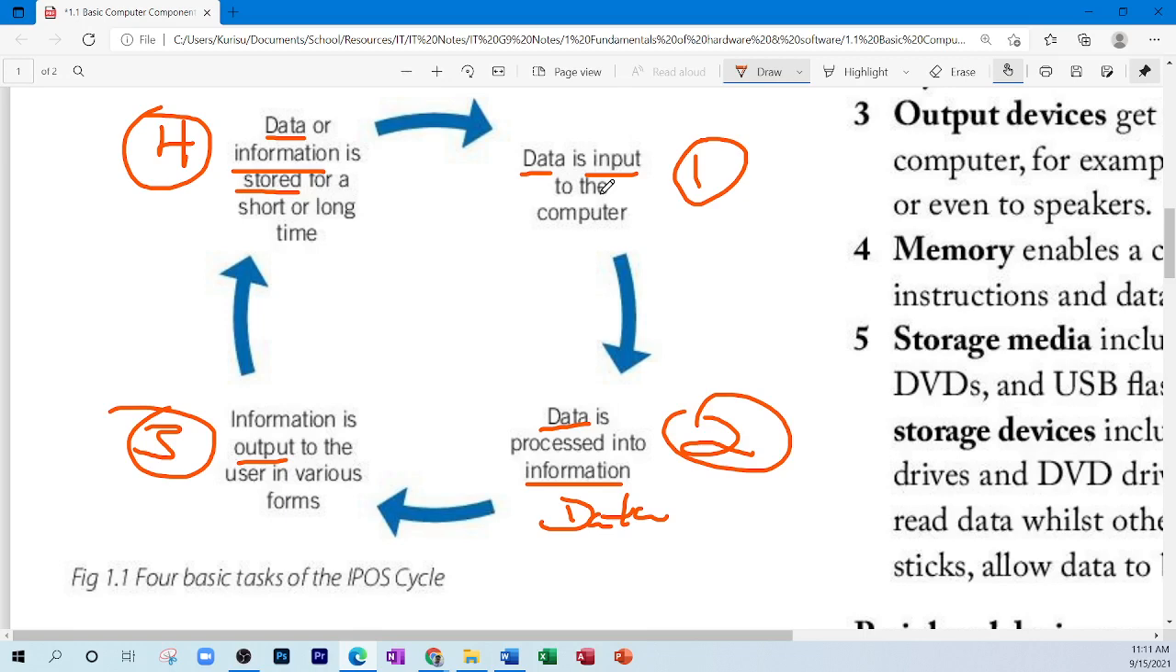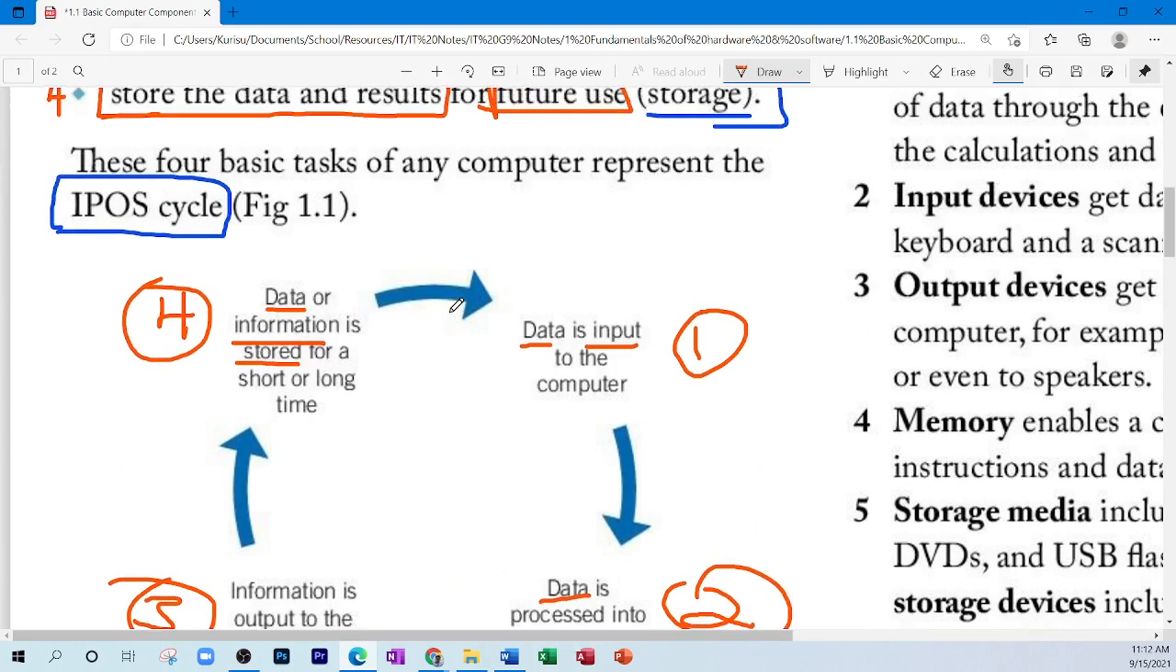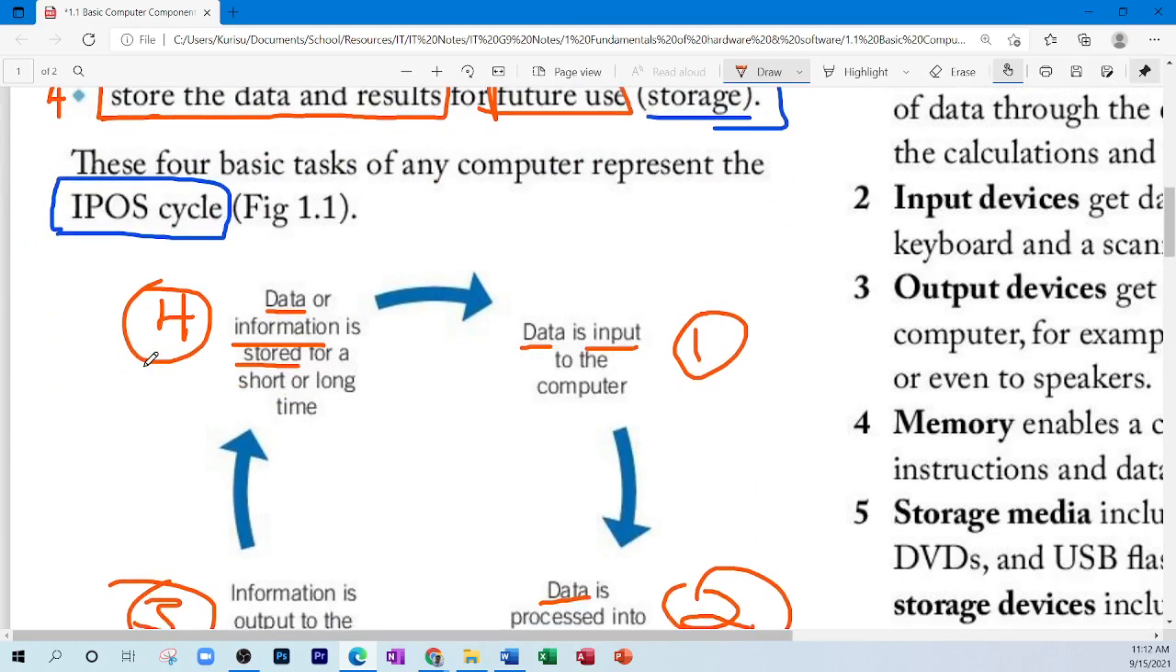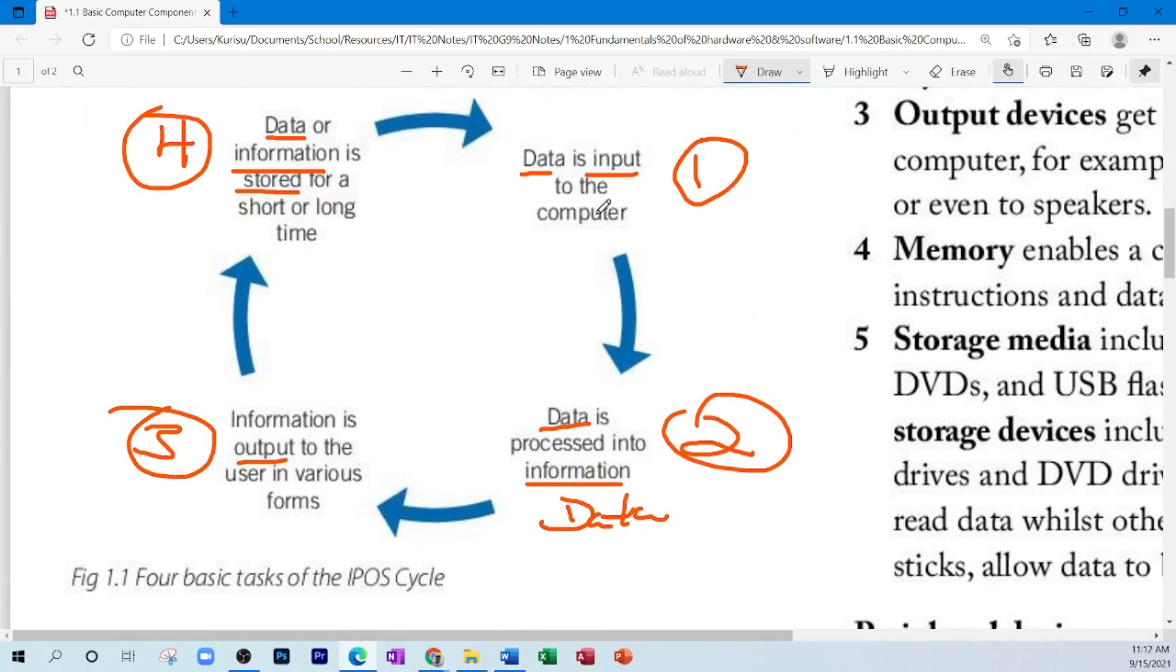Sir, can you please repeat? So the small orange box on a traffic light system, that is the computer. And remember we said a computer follows this cycle here, IPOS. So for that small orange box, what is the first stage? How does data get input?